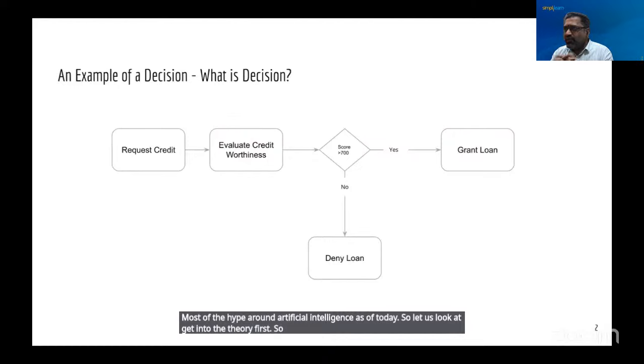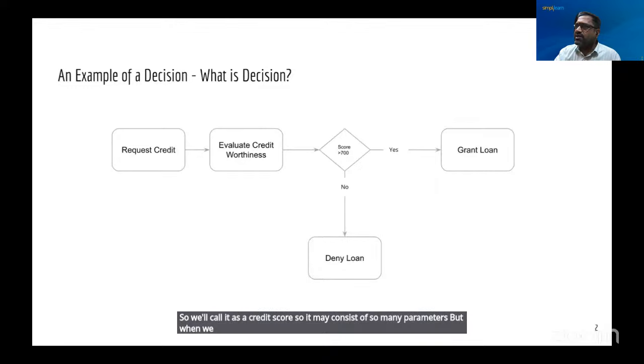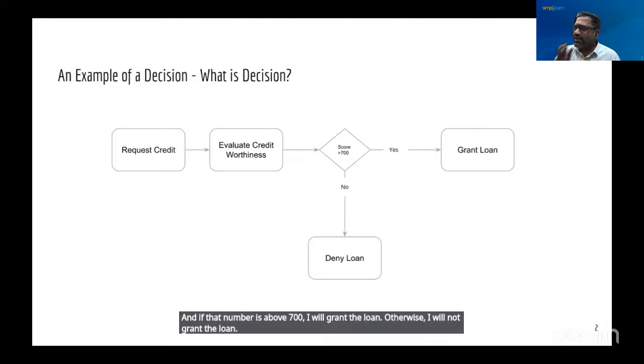So how many of you have thought about what is a decision? Generally we use this word everywhere, right? So an example of a decision: somebody is requesting a credit and we have to evaluate. If it is a binary decision, yes or no, we'll have to choose something to qualify or disqualify that. So we'll call it a credit score. It may consist of so many parameters, but when we join all those things together, it will give us a score, a number. And if that number is above 700, I will grant the loan. Otherwise, I will not grant the loan. Okay, this is a sample.